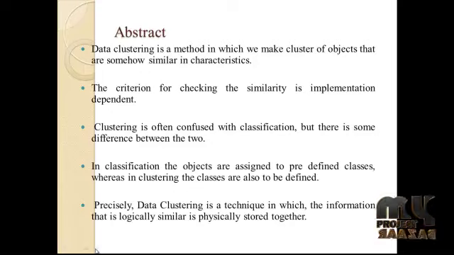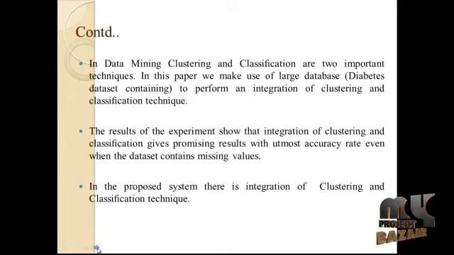Previously, data clustering is a technique in which the information that is logically similar is physically stored together. In data mining, clustering and classifications are the two important techniques. In this paper, we make use of large databases, diabetes dataset, to perform an integration of clustering and classification technique. The results of the experiment show that the integration of clustering and classification gives promising results with the utmost accuracy rate, even when the data set contains missing values.